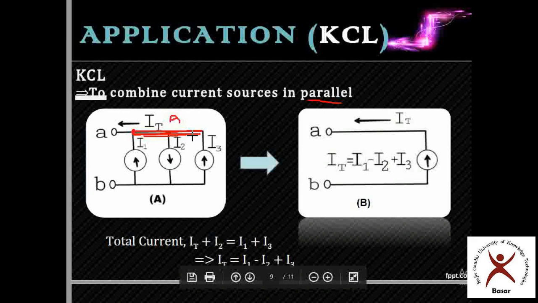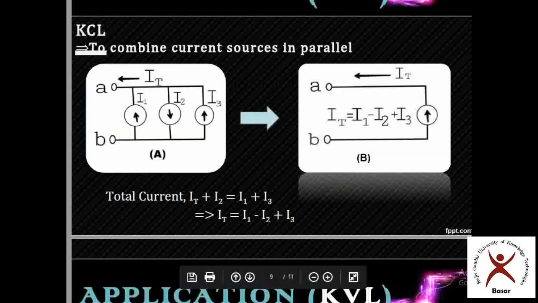Now let us try to understand the concept using KCL. Here, what are the currents entering this node? I1 is entering, and I3 is entering, and what are the leaving currents? I2 is leaving, and IT is also leaving. So by applying KCL, leaving currents equal entering currents. So I can write IT, which is the total current, equal to I1 minus I2 plus I3.